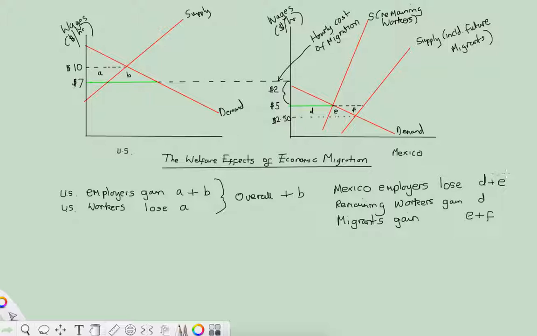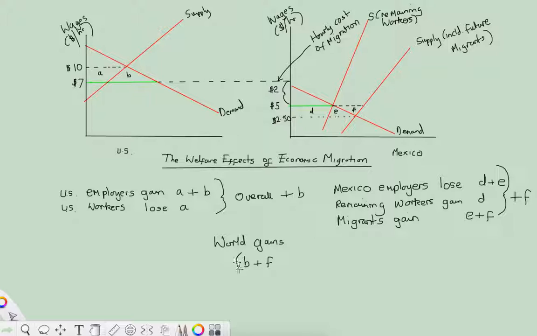So what we got here, we got to look at our little triangles. We've got Mexican employers lose D plus E, remaining workers gain D. The E that is lost by the employers goes to the migrants. So the overall effect here is plus F. So that's an overall effect. So the world as a whole gains the US's gains plus the Mexican gains, so they gain B. The world as a whole gains B plus F.